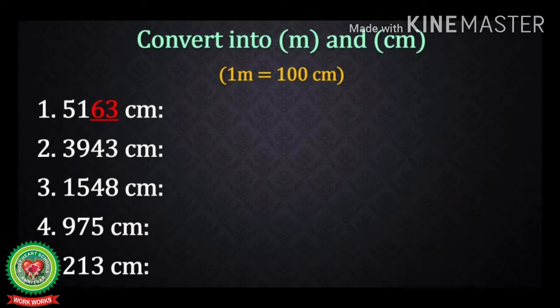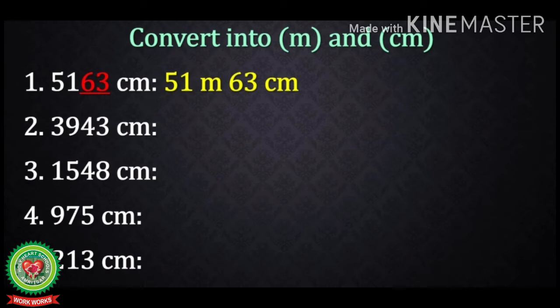5163 centimeters. Now children, as you remember, we used to add two zeros or the two digits at the end given in the sum. Similarly, here we will do the opposite. Here we are given 5163 centimeters. Now, how many zeros are there in 100? 2. So, we will take the last two digits of this number, that is 63, and separate them. So, what will be the answer? 51 meters and 63 centimeters. So, the answer is 51 meters 63 centimeters.